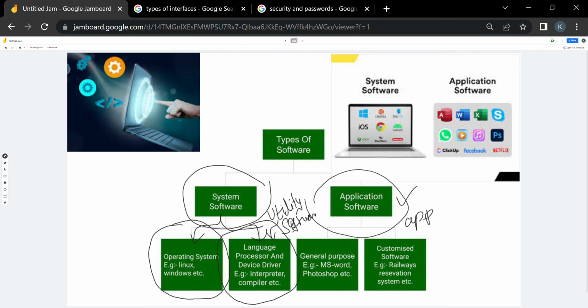General purpose software are such software, for example, Microsoft Word, where anyone can create a document of their own type. But when we are talking about special purpose software, these are the customized software. For example, ticketing system, airline reservation system, etc. Such type of application that is specifically designed for any organization or any business is known as special purpose software.